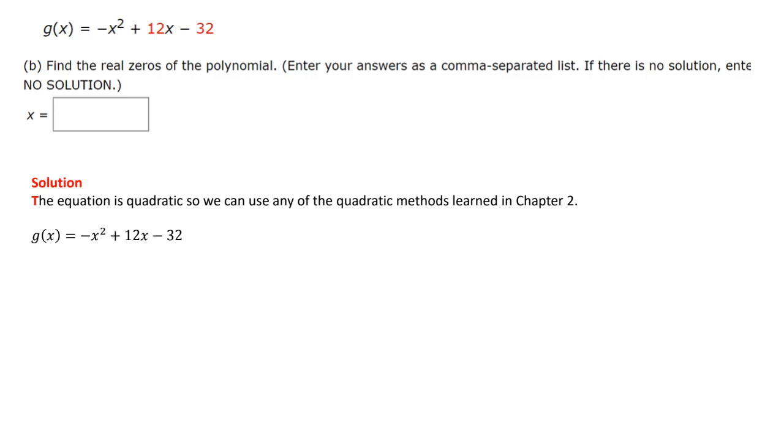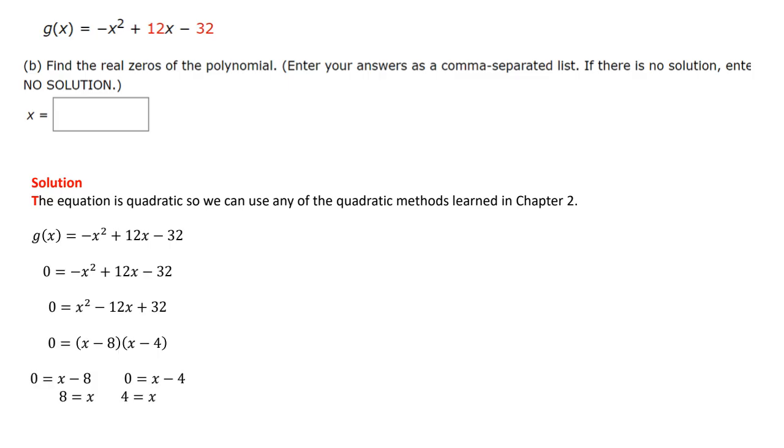And again, when they tell us real zeros, that's just another name for the x-intercepts, another name for solutions, or roots. Any of these terms mean the same thing, meaning we want to find the x-intercepts or the solutions. Again, the quadratic equation will do that for us. We could have used the quadratic equation, but in this case, let's go ahead and factor it. First I set the equation equal to 0, and then I factor it.